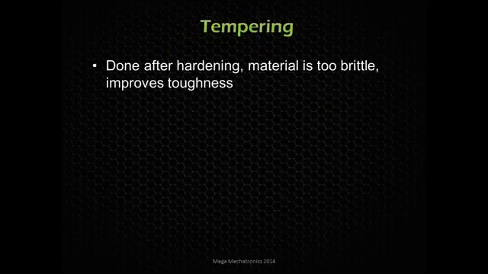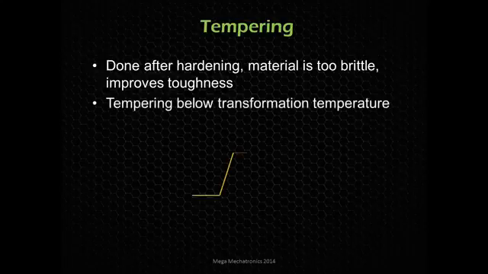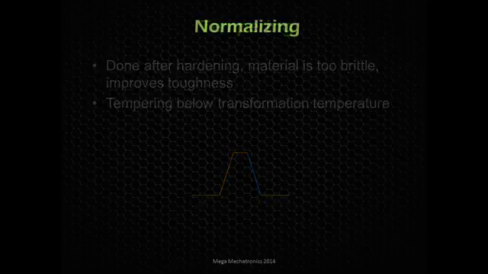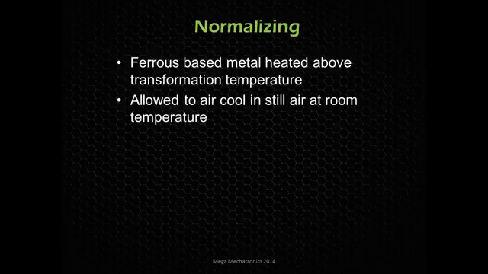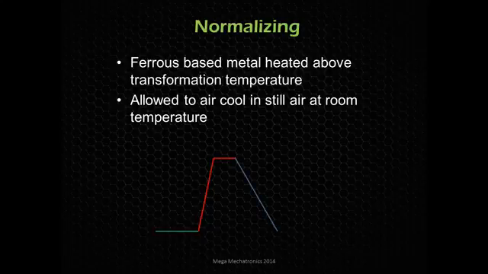So looking at tempering a little closer, this is again done after hardening. The material is too brittle, and it's done below the transformation temperature. Looking at normalizing, for ferrous-based material, we're going to actually heat it up to that transformation temperature. We are going to crystallize it, but we're going to air cool it. So we're bringing it up to hardening temperature, but we're not quenching it. We are air cooling it, and that's going to give us different crystal structures.